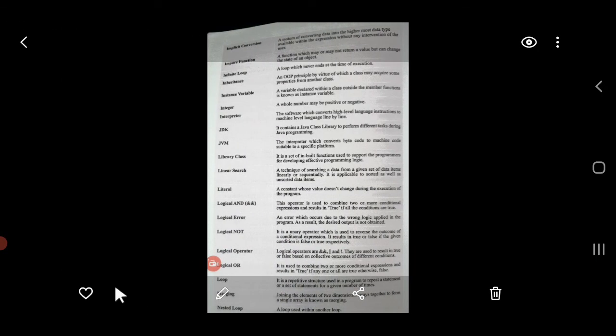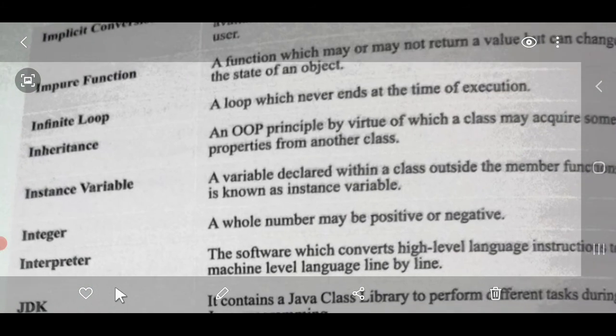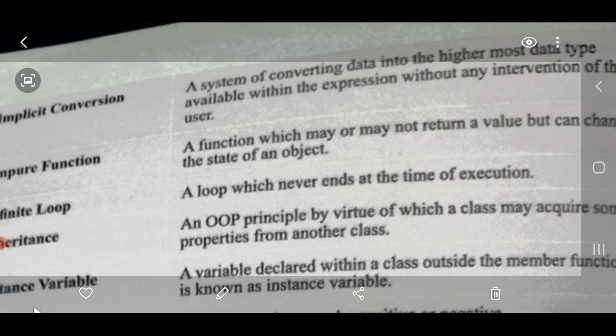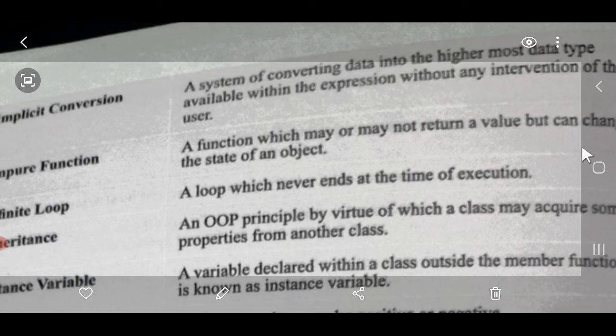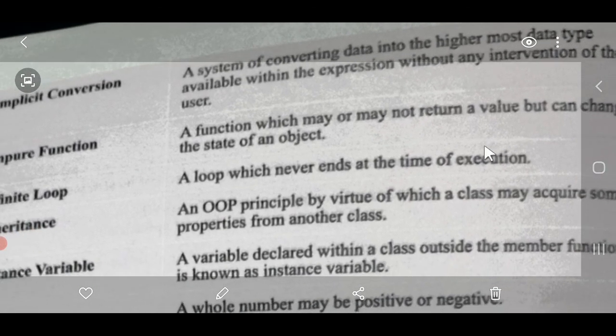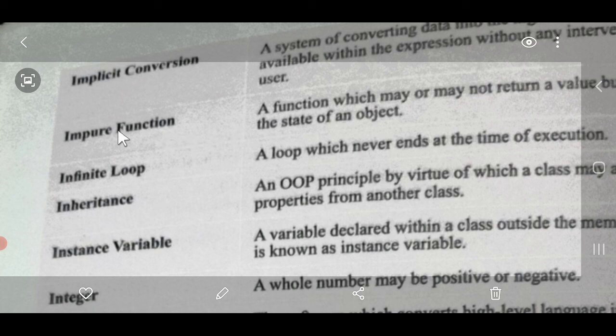Now after that, students, we have next, that is implicit conversion. Whenever one type of data is converted to another type of data without the user's intervention, that is done by the system, and that is known as implicit conversion. Implicit conversion is also known as coercion. After that, students, impure function: a function which may or may not return a value but can change the state of the object is known as an impure function.